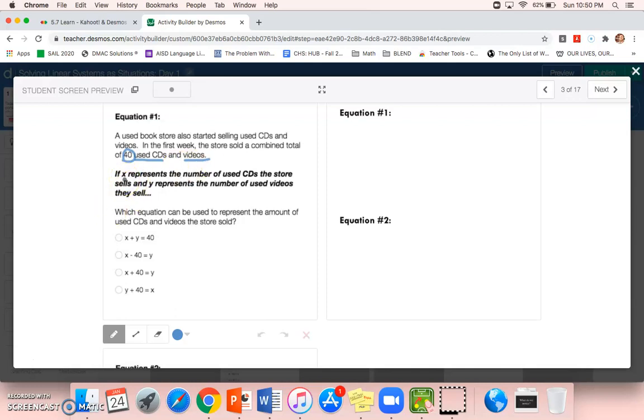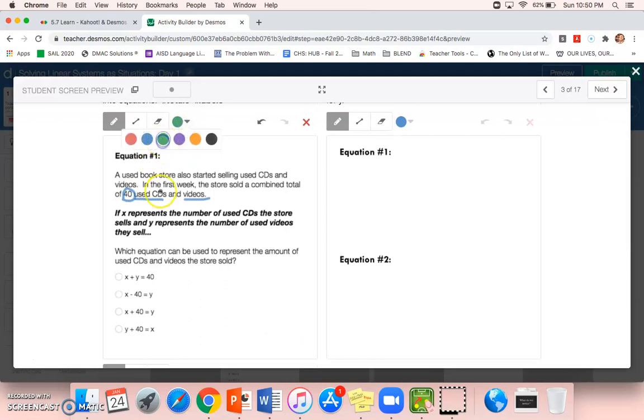It says if X represents the number of used CDs the store sells and Y represents the number of used videos they sell. So right away, I'm just going to go ahead and note that I have an X, and the X represents the number of used CDs. So I'm going to go back and look for used CDs, and I'm going to replace that with an X. So it says 40 used CDs and videos. So that used CDs is my X. I don't know how many are CDs and how many are videos, but I know that I have a label for them. So Y represents the number of used videos. So again, that videos is your Y.